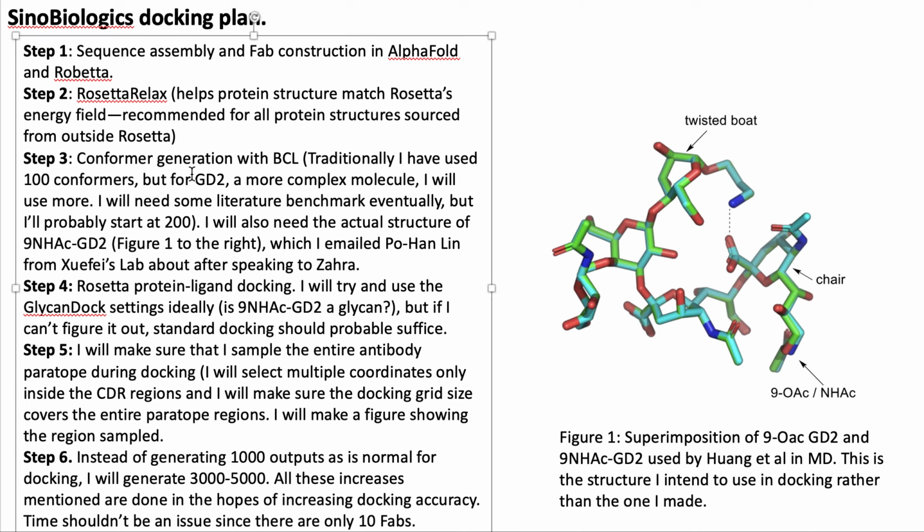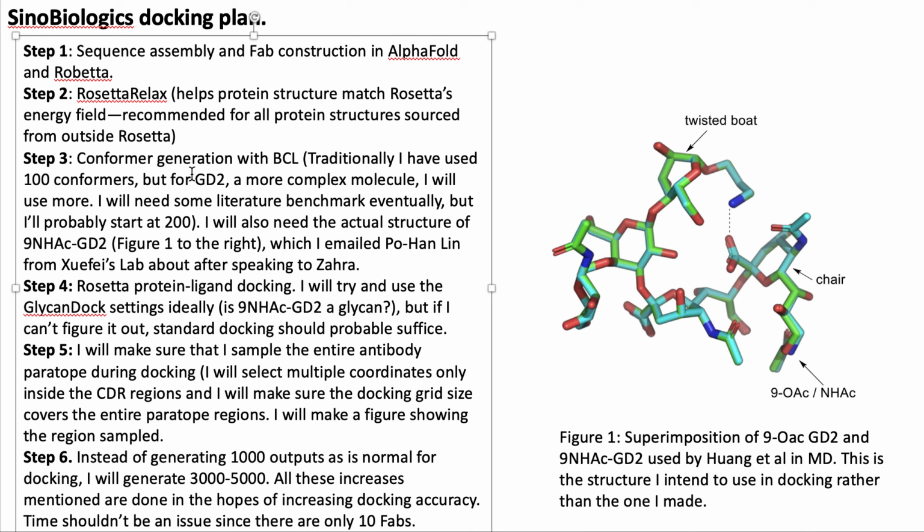Traditionally I've done 100 conformers for each ligand in the COVID project, but because GD2 is much larger than any of the ligands in the COVID project, it's more complex, and I want to be far more precise in the docking, I'm going to use more conformers than 100. I'm thinking about 200, but I'll need some literature benchmark that shows that, one, docking accuracy increases with increasing number of conformers, and two, based on the number of rotatable bonds in a molecule, what is the optimum number of conformers you should generate. Maybe there is such a formula.